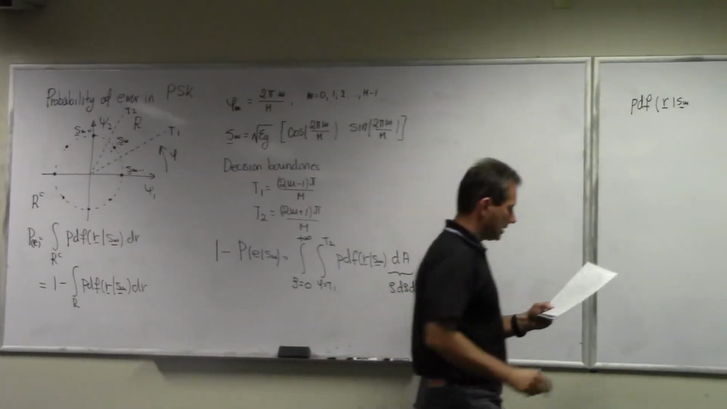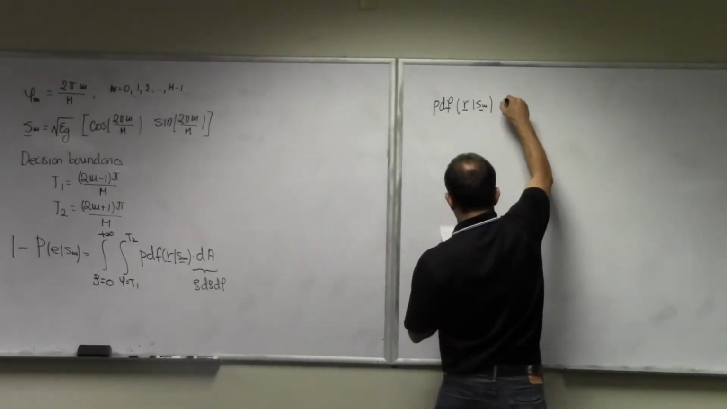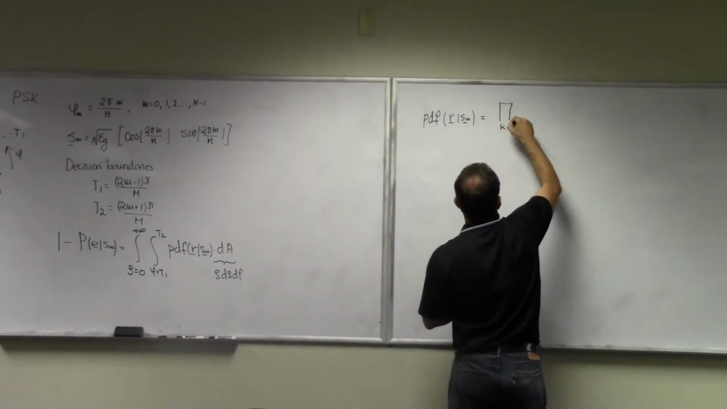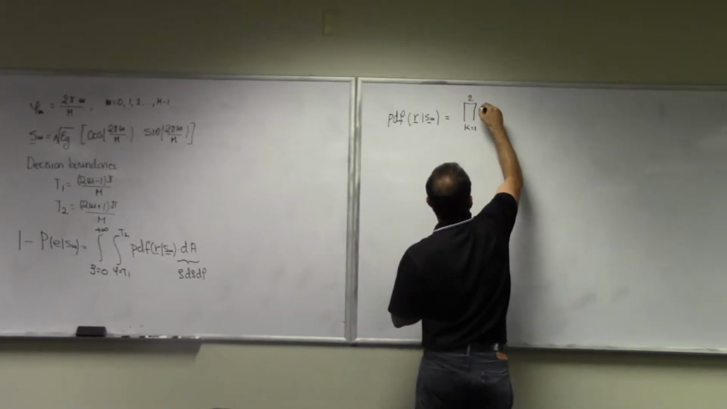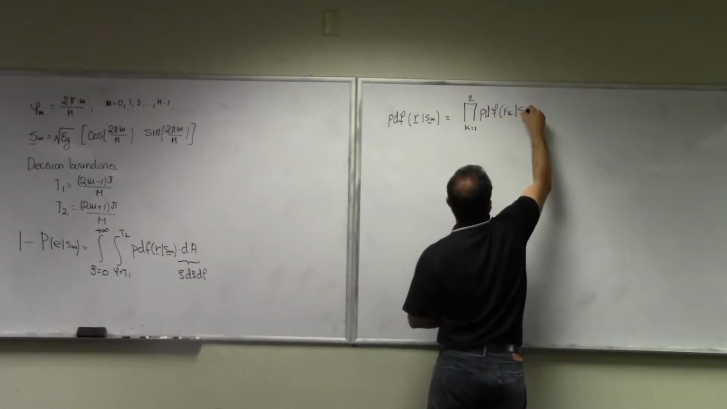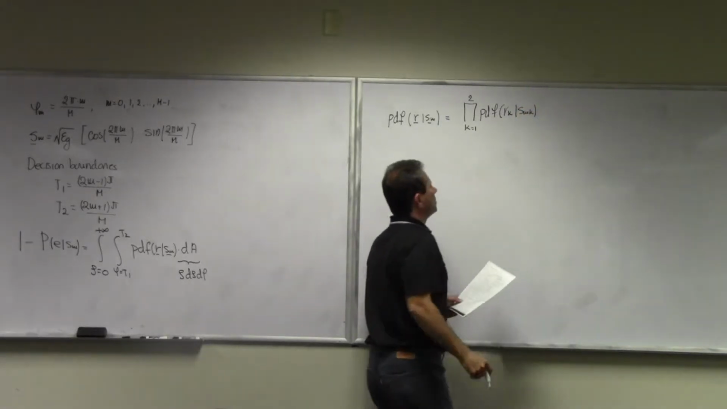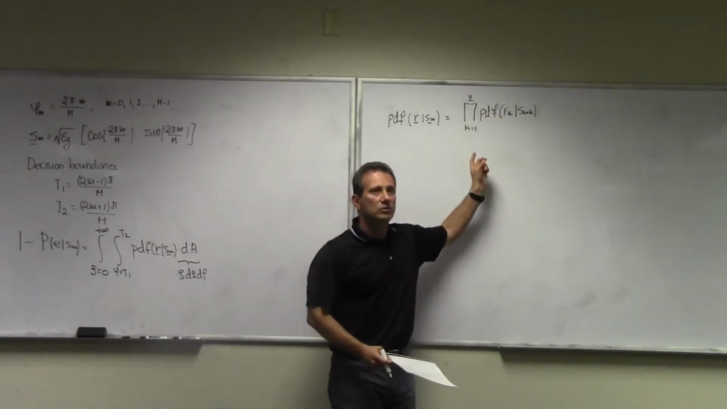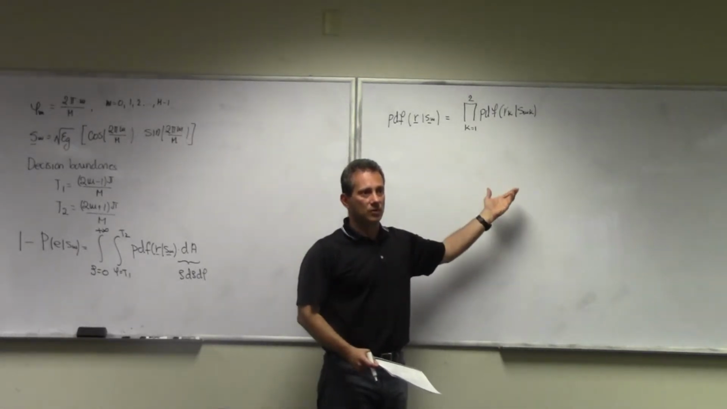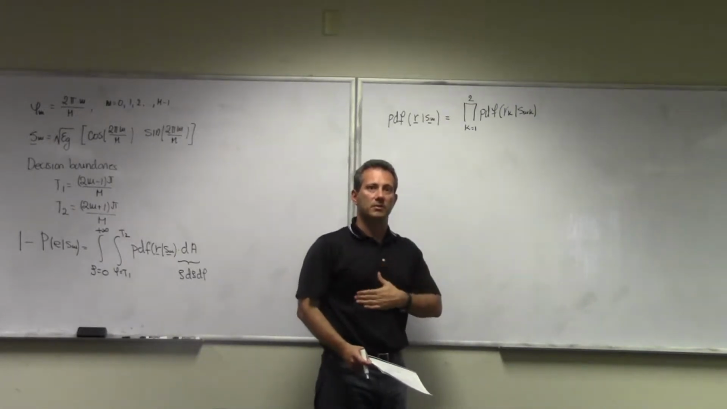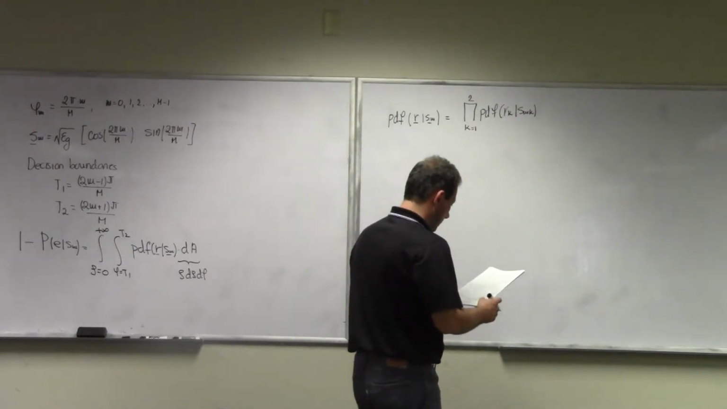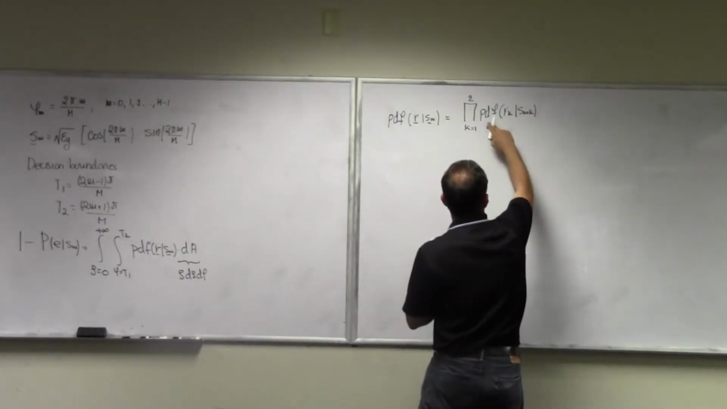The PDF of R given Sm is going to be equal to the product, for k going from 1 to 2, of the PDF of Rk given Smk. I can write this because the errors along the 2 different coordinates are independent, and therefore the joint probability is the product of the marginal probability density functions, right? So I get this as a product of these 2. But I actually know what this one is.